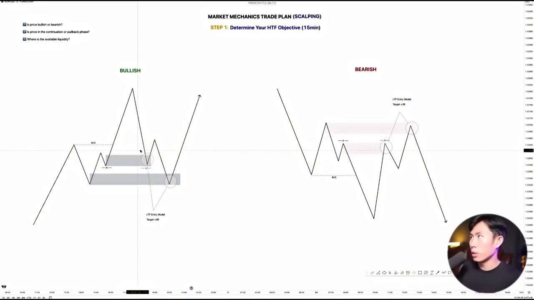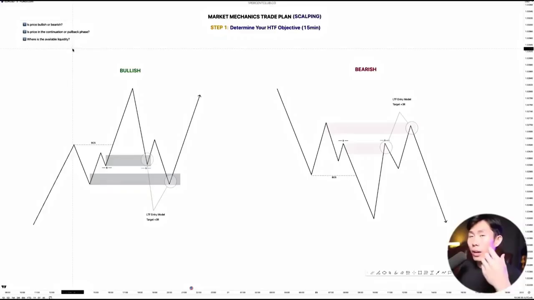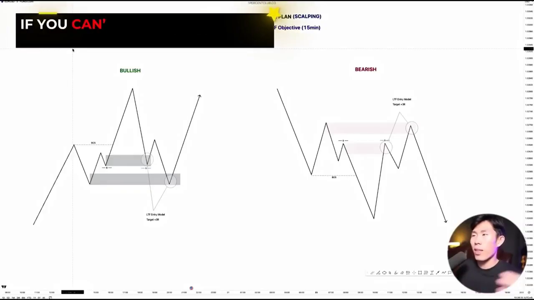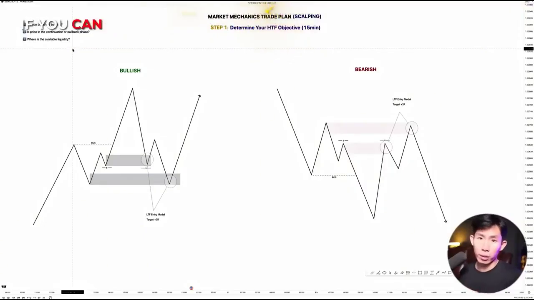You always want to be asking yourself these 3 questions right here. Always make sure you are able to identify available liquidity, because if you cannot identify liquidity, then guess what? You are the liquidity. So always wait for that liquidity sweep before you actually enter for the trade.